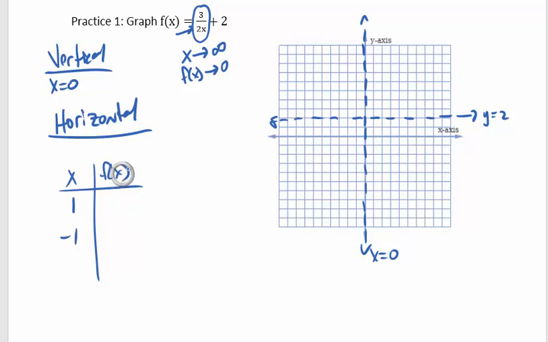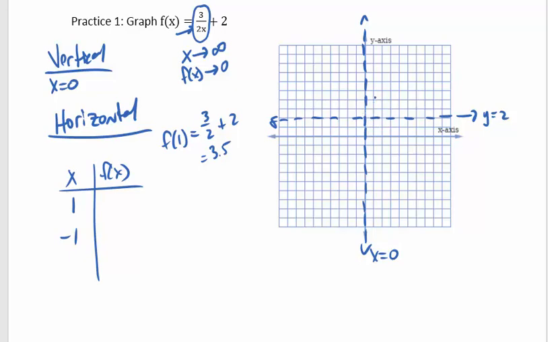When I plug a positive 1 in here, I would get 3 halves plus 2. So f of 1 is going to be 3 over 2 plus 2. So 3 halves is really 1 1/2. 1 1/2 plus 2 would give me 3 1/2. So when I plugged a 1 in there, I get 3 1/2. So 1 and then up 3.5 about there.